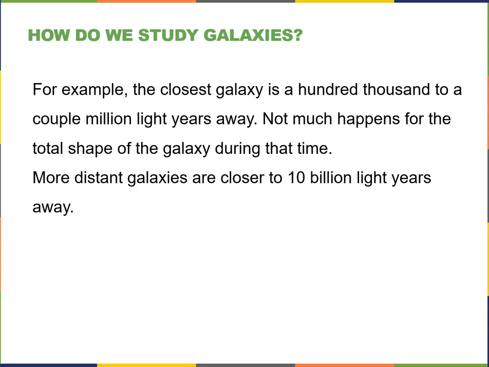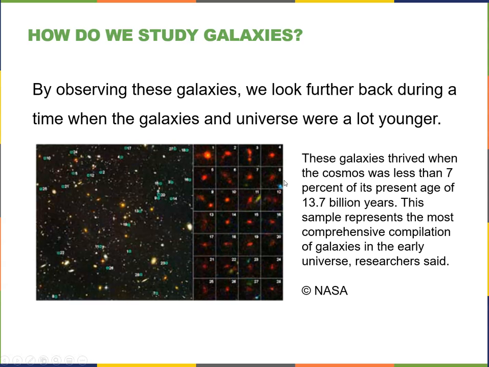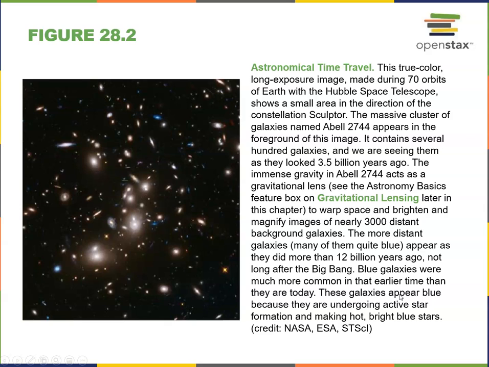However, more distant galaxies are closer to 10 billion light years away. So that galaxy, the light that we are observing from it, is 10 billion years old. By observing these galaxies, we look further back during a time when the galaxies and the universe were a lot younger. So here you can see a sample of images that represent the most comprehensive compilation of galaxies in the early universe. This image here shows a cluster of galaxies from 3.5 billion years ago.